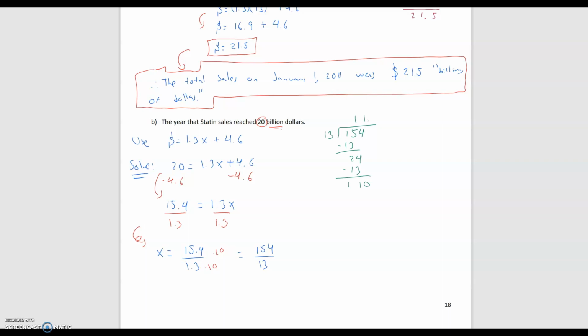And then the next one's going to go in there 8 times. Let me check it. 8 times 3 is 24. You carry 2. 8 times 1 is 8. And then 2 would be 10. So in this case, we're going to end up with a remainder of 6. Okay, I'm going to leave it like this because this will just give us the year. So we're looking at 11.8.